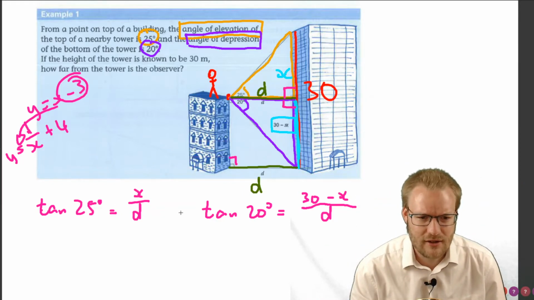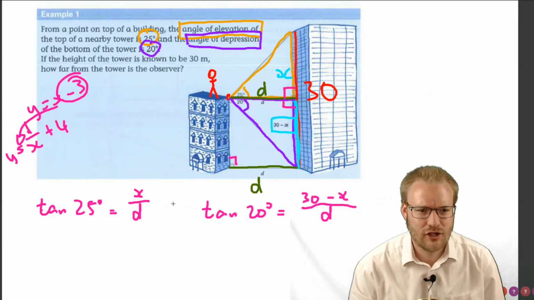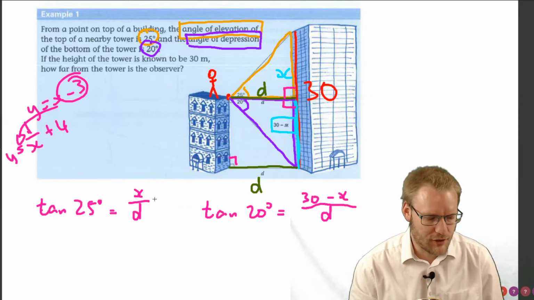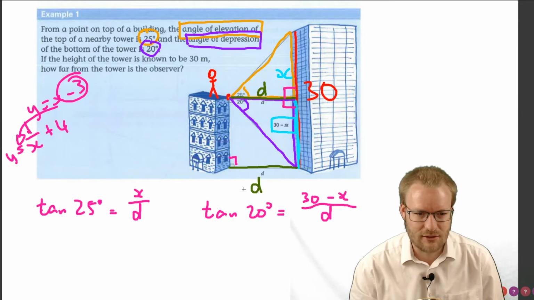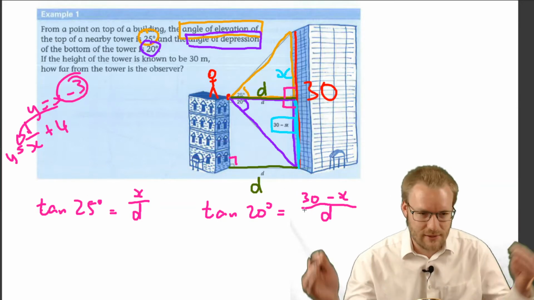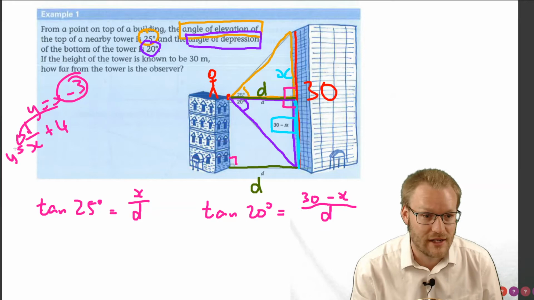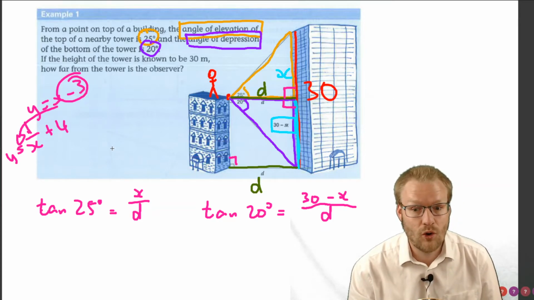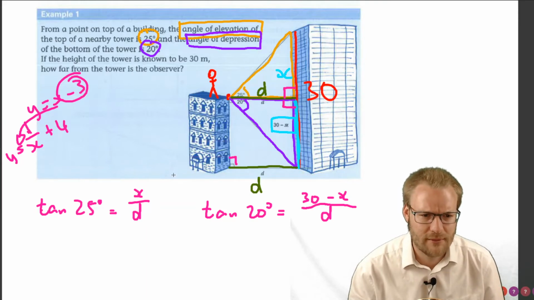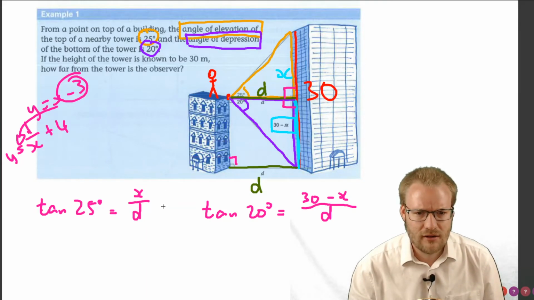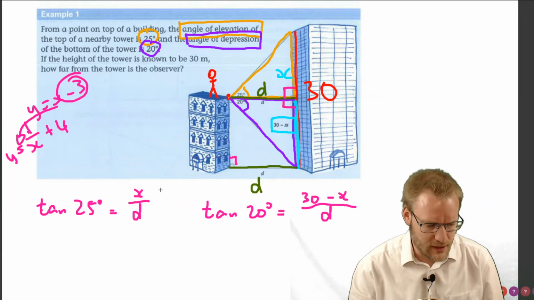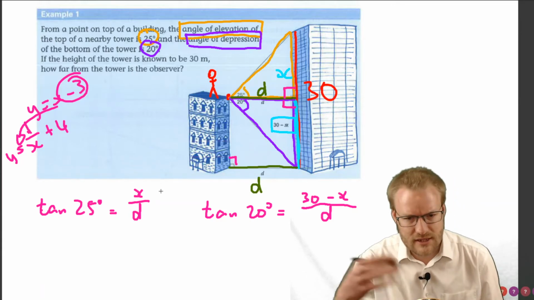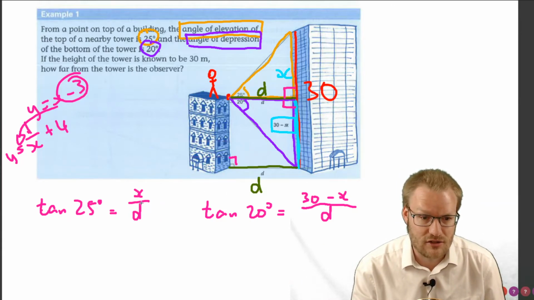Same idea here. Now, I'm not sure how you'd solve it. One way is to make them both d equals something, or x equals something, then make them equal to each other. Or perhaps you just make x the subject of the formula and then substitute that into the other equation. So let's see what I mean by that.